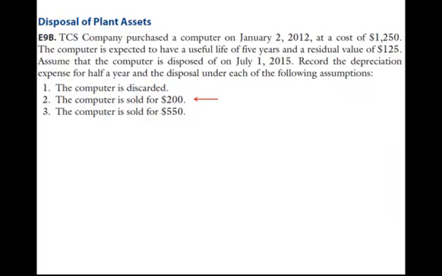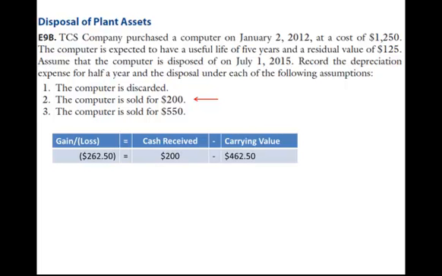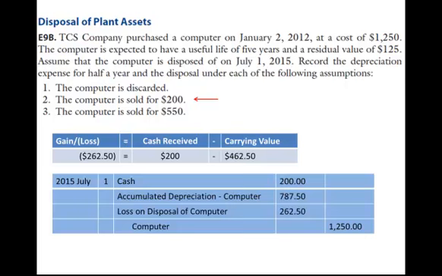If the computer is sold for $200, we need to put it into our equation to determine gain or loss. $200, the amount of cash received, minus the $462.50, the carrying value, leaves us with a loss of $262.50. For the journal entry, we will record the amount of cash received as a debit. We will decrease our accumulated depreciation account for the balance, leaving it zero. We will debit our loss account, and we will also decrease our computer account, leaving that account at zero as well.